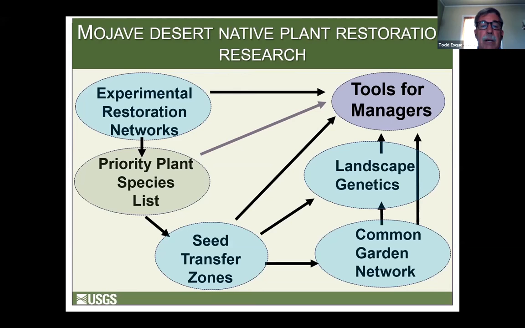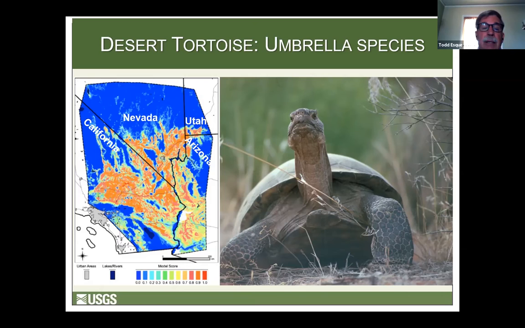Why was the desert tortoise selected? Well, I've got to tell you right up front that this was much to the chagrin of the lead botanists in the Southwest. The desert tortoise does glean a lot of the resources for research and conservation in the Southwestern US because it is a threatened species under the Endangered Species Act.